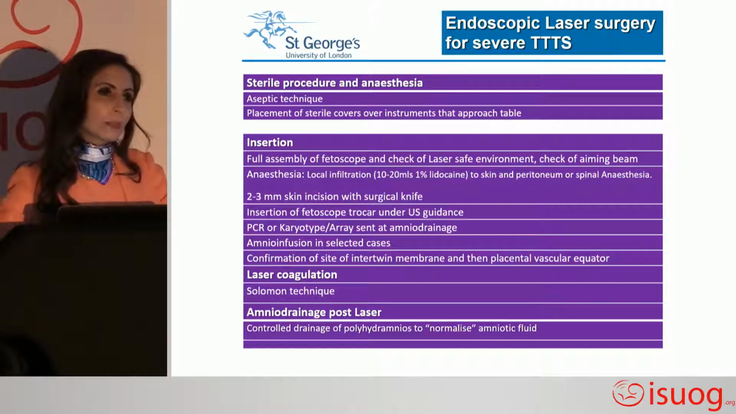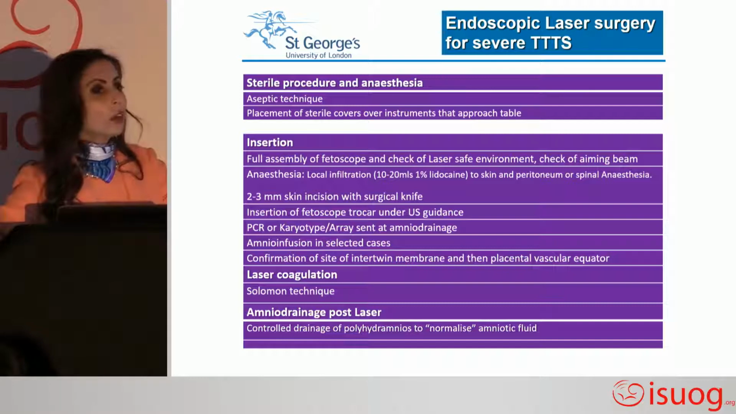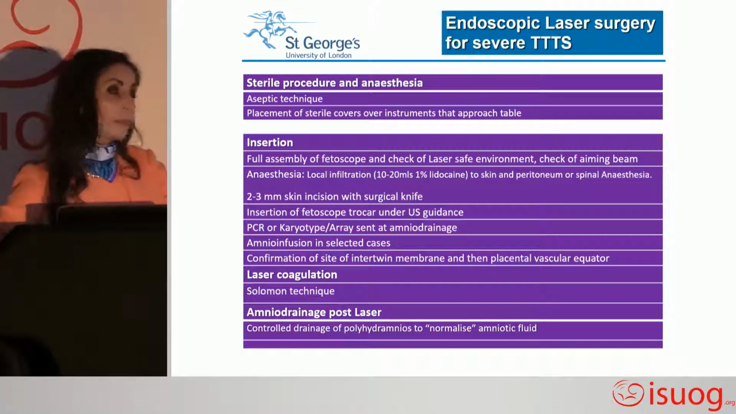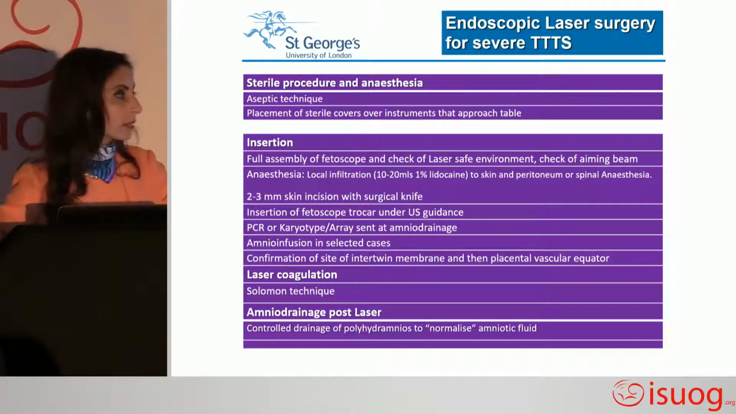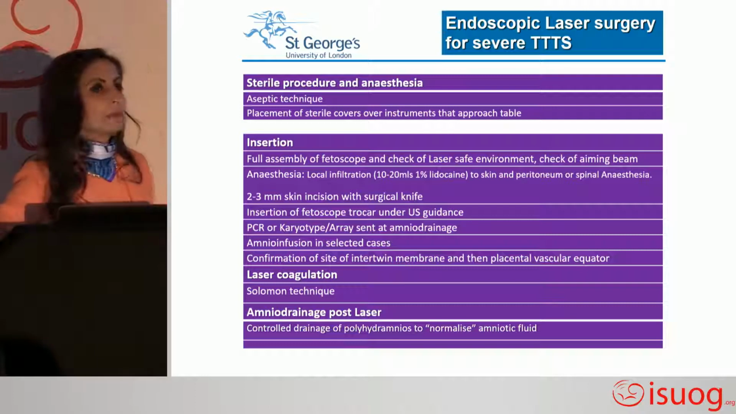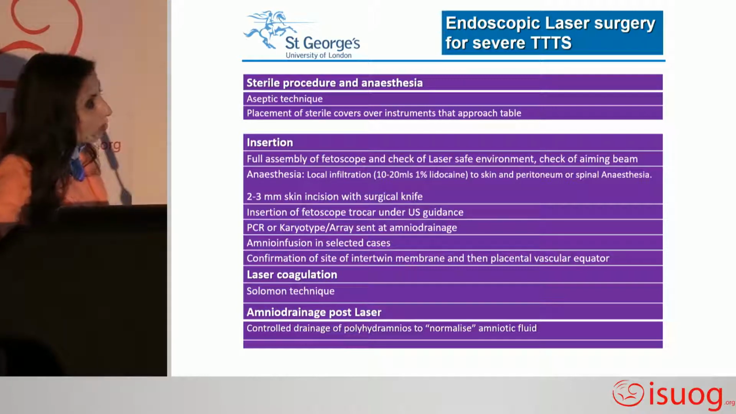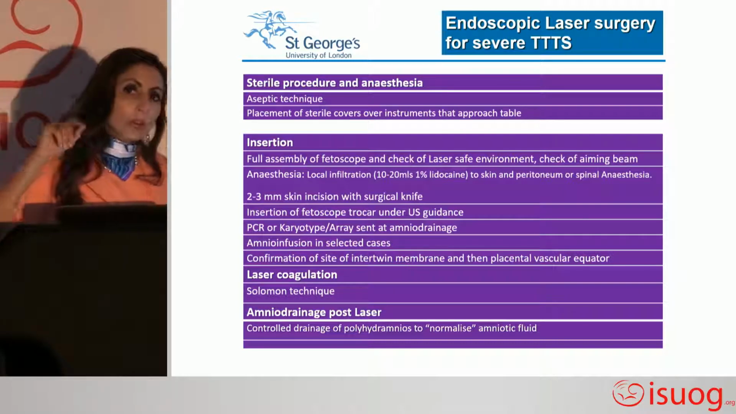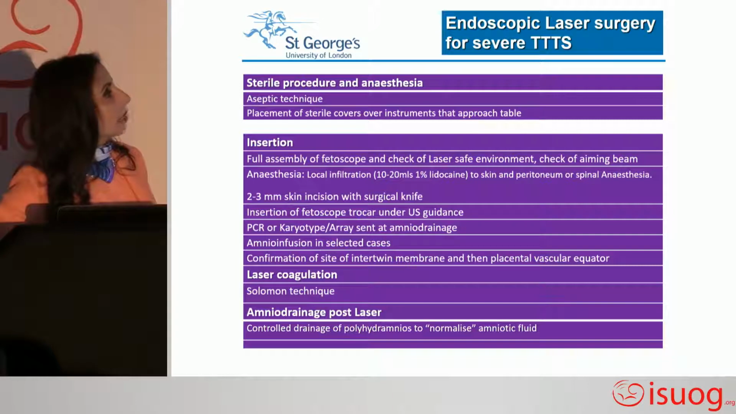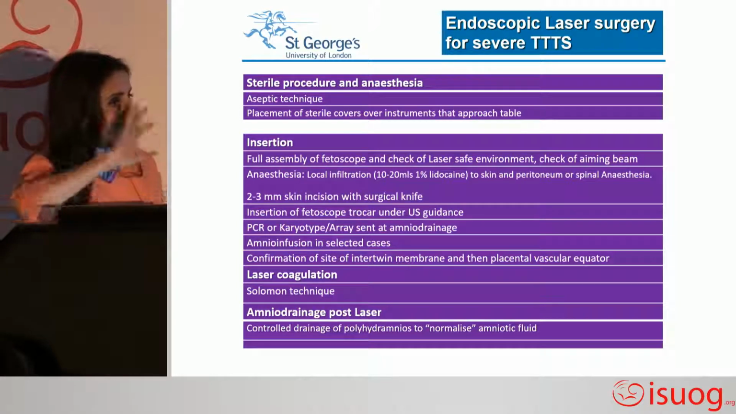We only do it, for example, if we're going to do cord occlusion, or we're expecting a difficult procedure, or the woman is very anxious, or, for example, in triplets, and I'm going to show you later, in monochorionic triplets, sometimes we do double entry, and therefore, often in this case, we will use spinal anesthesia. As I said, the skin incision is only about 2 to 3 millimeter, and then you put the fetoscope in under ultrasound guidance. But as I said, Monique has got videos, and she's going to go through that in detail.